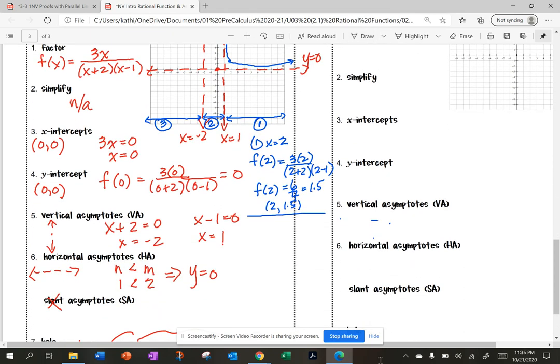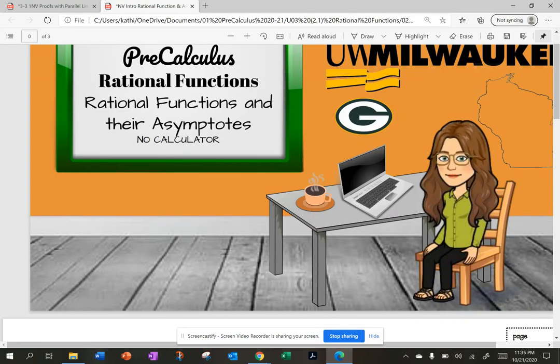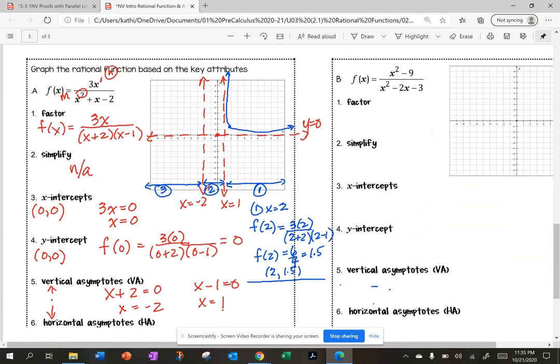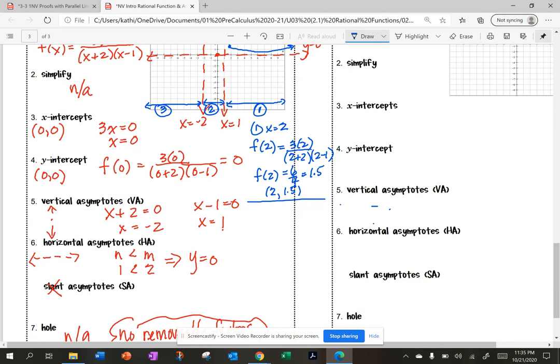So I already have 1 point here at 0, so I'm going to test at -1 because I want to know if I'm above or below. Sorry about that. Okay, so next, I'm going to test at x equals -1. I'm going to do the same process.